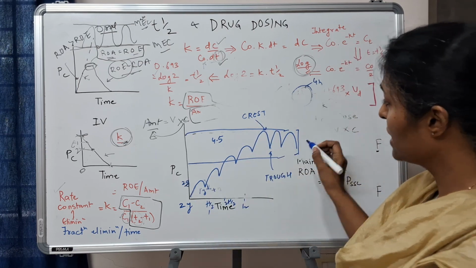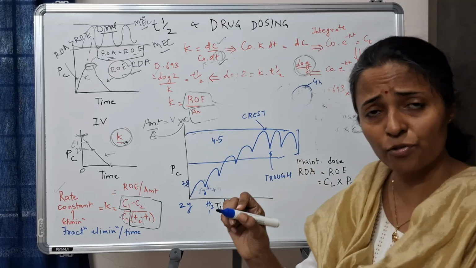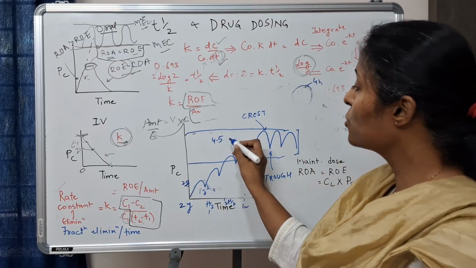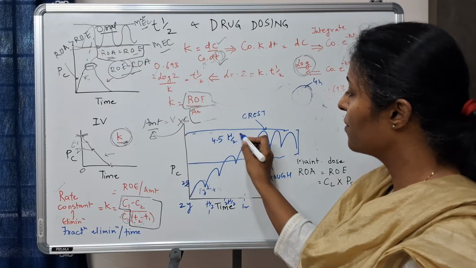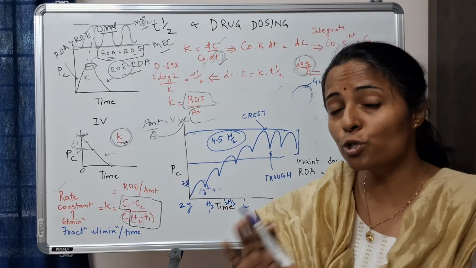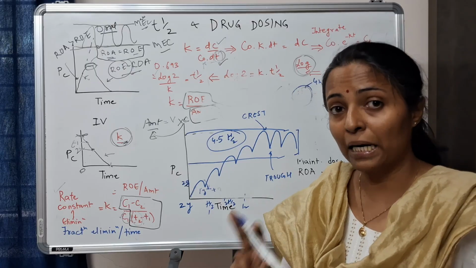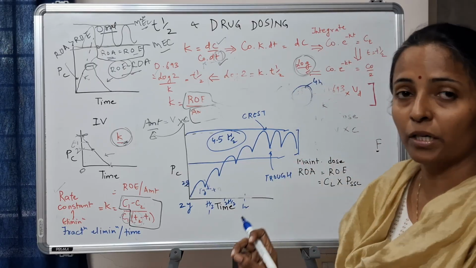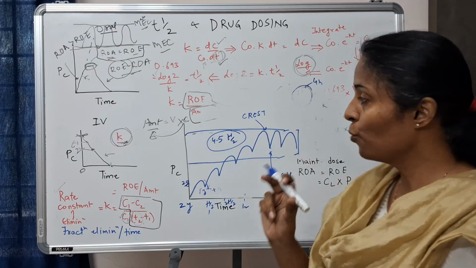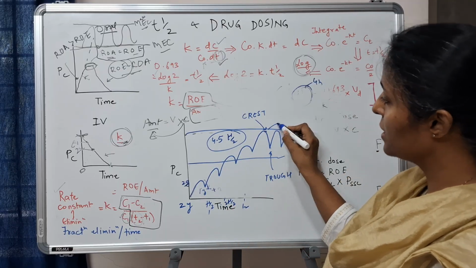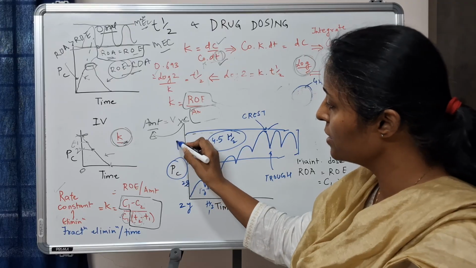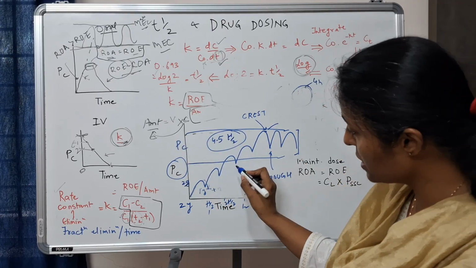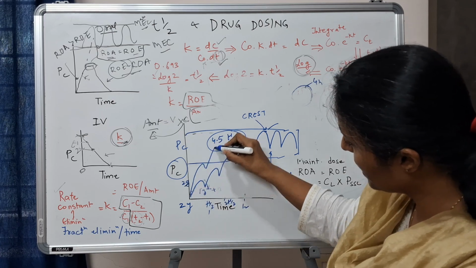Now this steady state concentration, the time it takes to reach it always depends on the half-life. How much dose you are giving doesn't matter for the time to reach that steady state concentration. However, how much dose you are giving will determine what the steady state concentration is. Suppose I give more dose, so now I will have to draw like this.